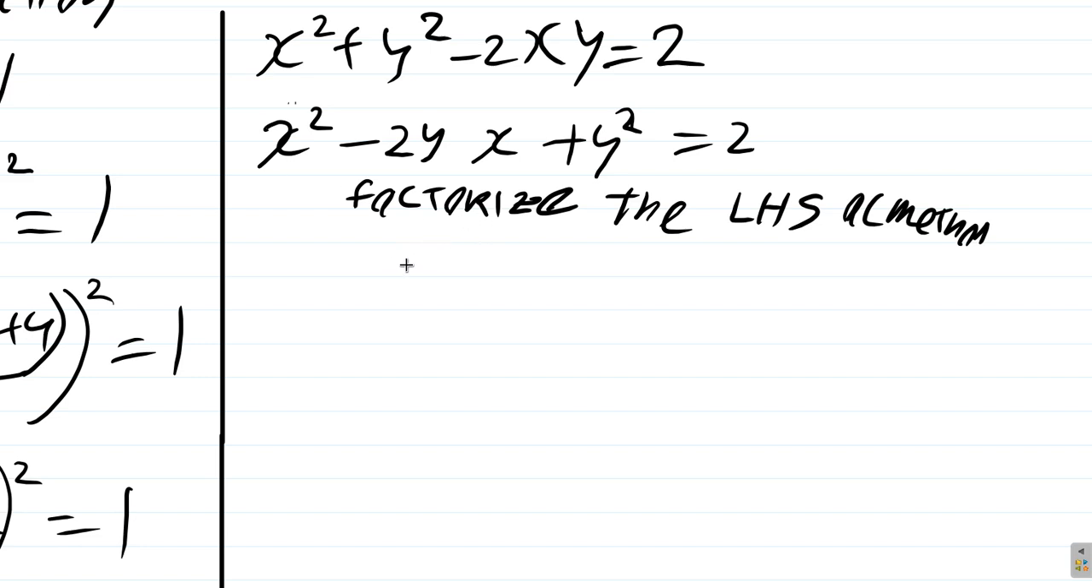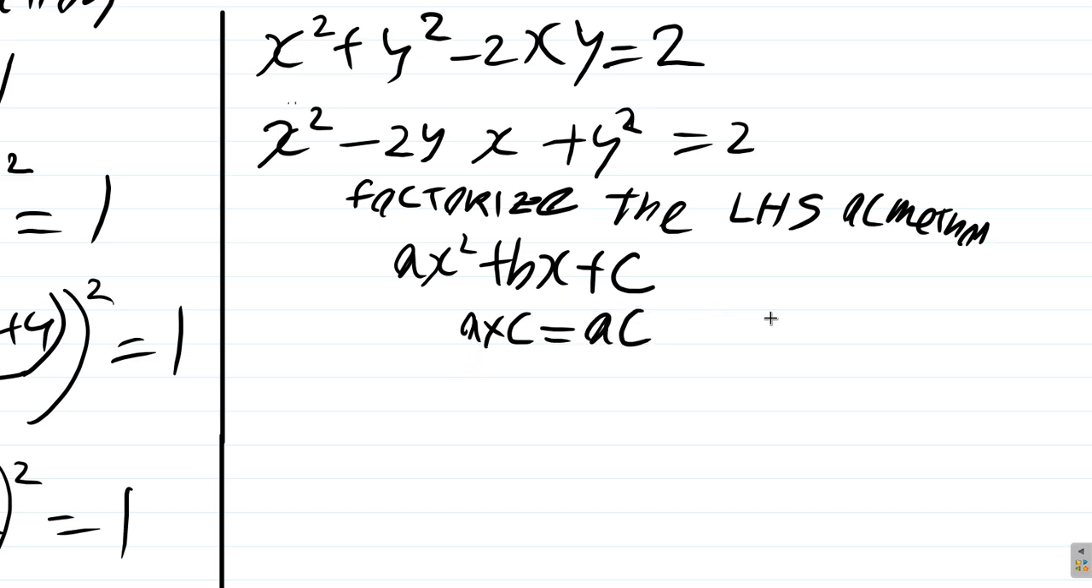It says if you have ax squared plus bx plus c, the quadratic function, a times c will give you AC. You find two numbers that multiply to give AC and they add to give b, and you use those two numbers in factorizing this. You divide the middle part into those two numbers. Now the middle part here, you can write this as plus negative 2y times x.